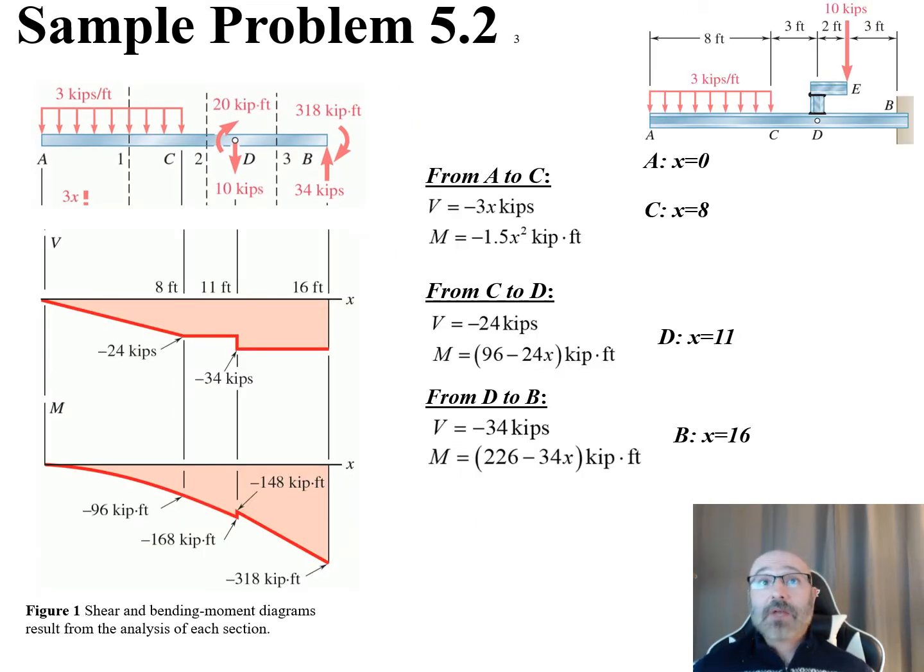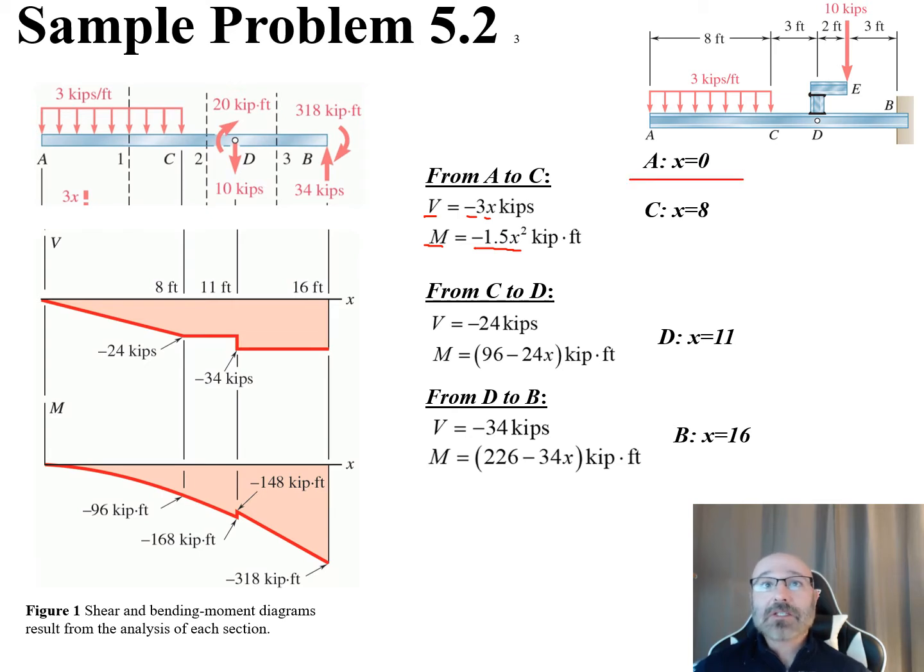So now that we have that information that's dependent upon what our x value is, what we can do is create our shear and moment diagrams based upon the x information of A, C, B, and D. So we take the information that we found before. We found that our shear force between A and C is going to be equal to -3x in kips. Our moment from A to C is going to be -1.5x squared in kip feet right there.